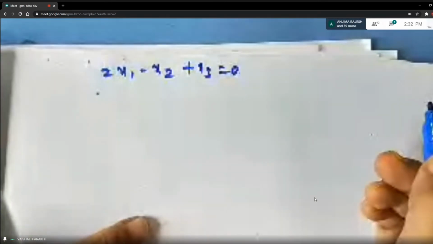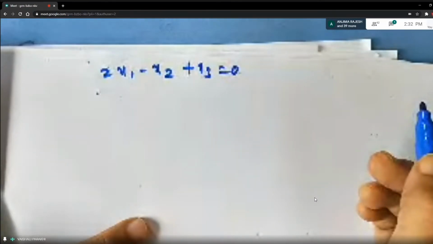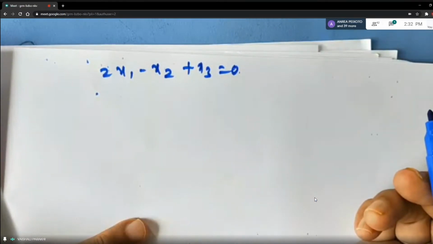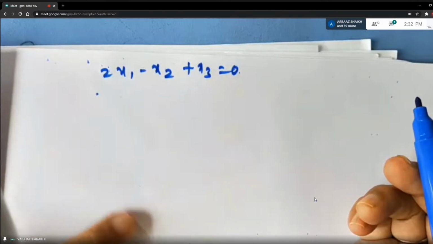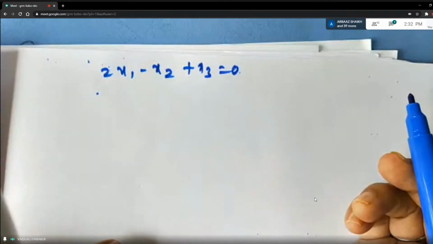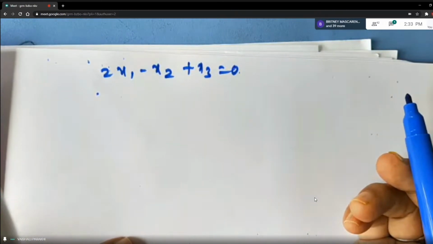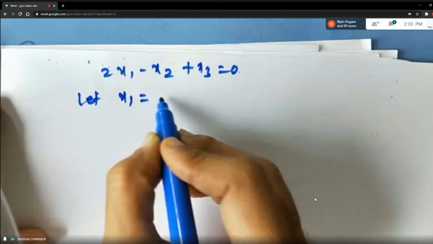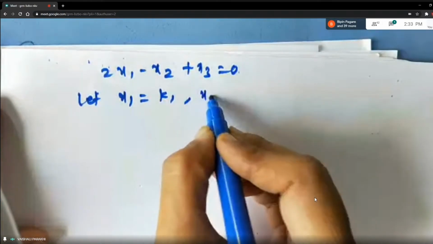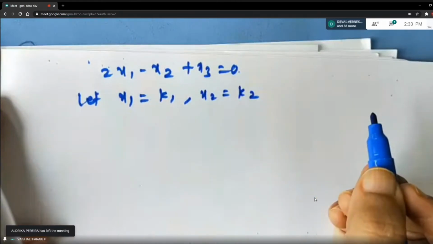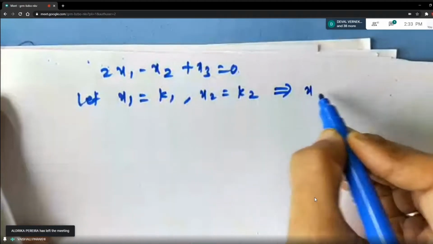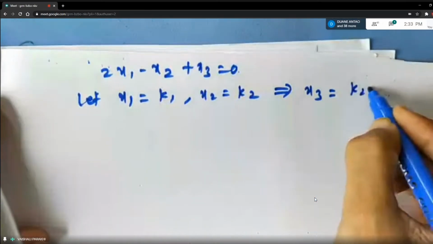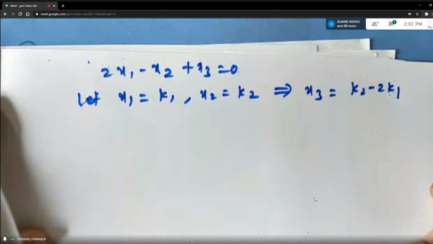Okay. Now, once you get this equation, as I told you, there is only one equation and three unknowns. So, you have to assume any two of these as k1 and k2. Okay. So, let x1 be k1 and x2 be k2. So, what does this imply, students? What will be x3? This minus will become plus. So, it will be k2 minus 2k1. Isn't it?